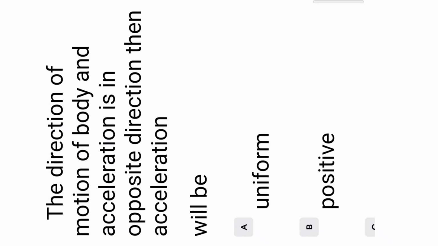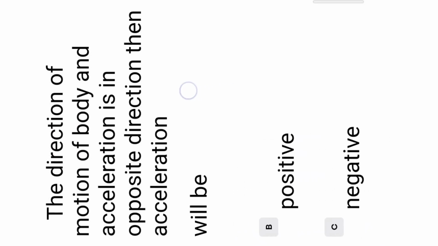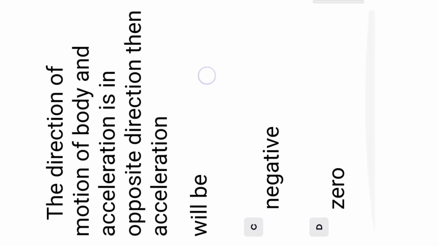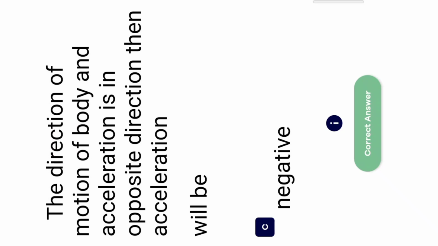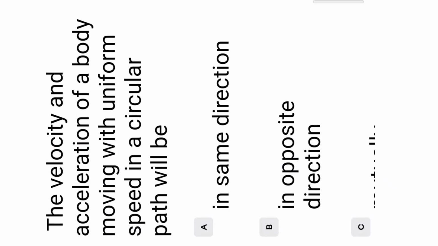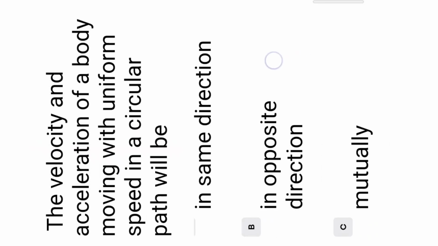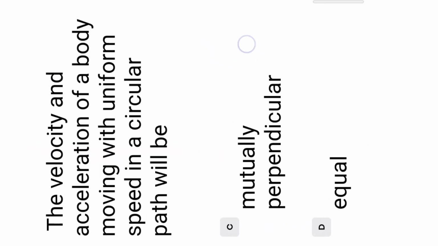If the direction of motion of a body and acceleration is in opposite direction, then acceleration will be A uniform, B positive, C negative, D zero. The acceleration will be negative, so we take option C. The velocity and acceleration of a body moving with uniform speed in a circular path will be A in same direction, B in opposite direction, C mutually perpendicular, D equal. C is the correct answer. They will be mutually perpendicular. So we take C.